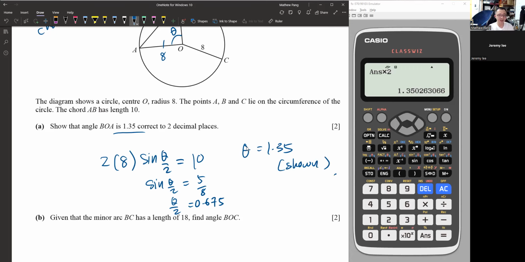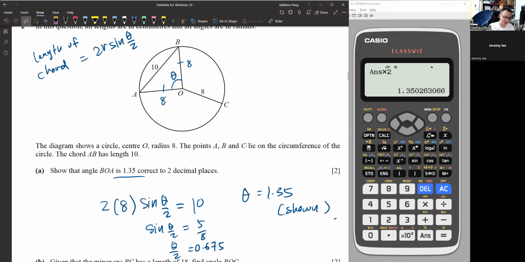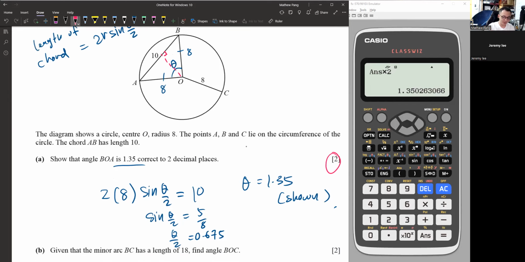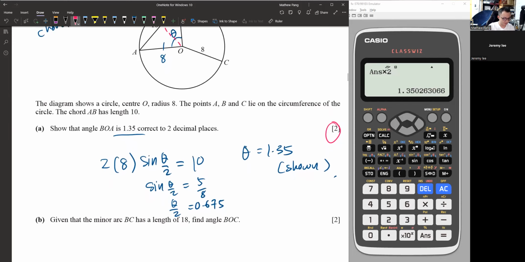Because this formula is way shorter than the cosine rule. Of course, some students just don't like to use all these formulas. You can still split it into half and use a right angle triangle with SOH CAH TOA to get the angle also. No matter how you do it, it's just a 2-mark question.